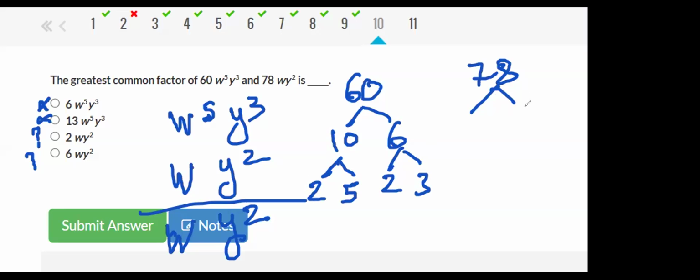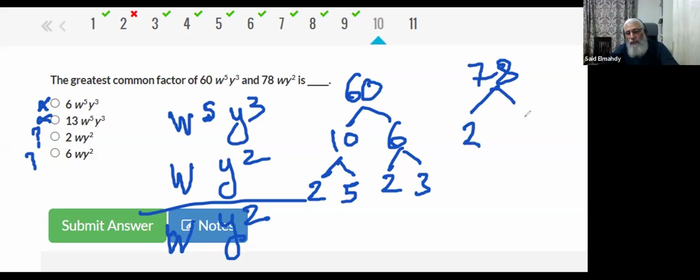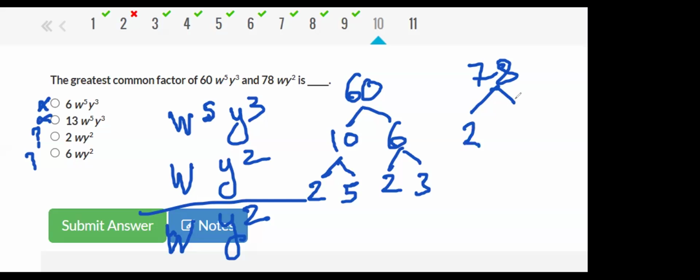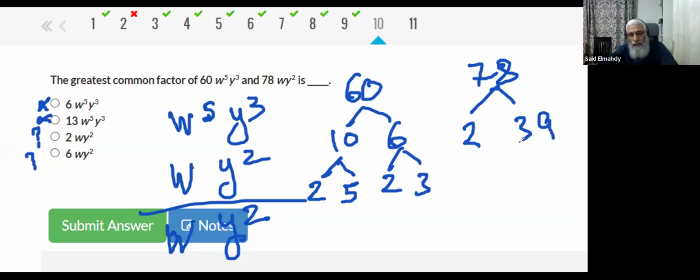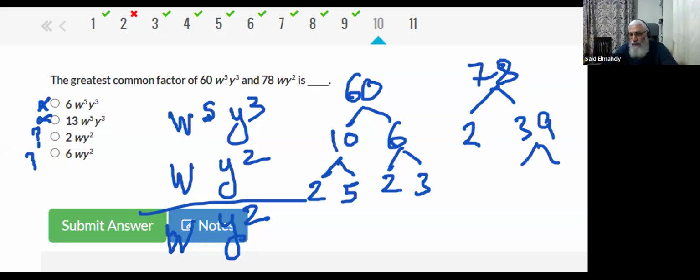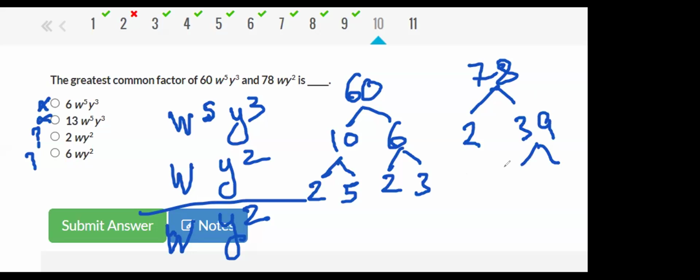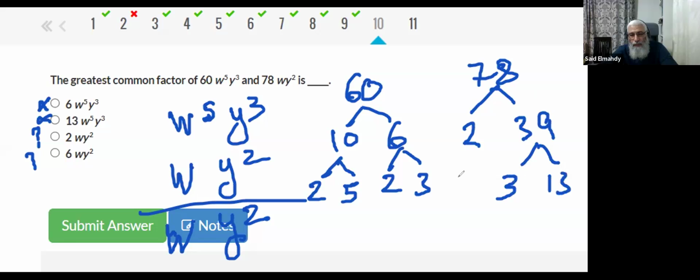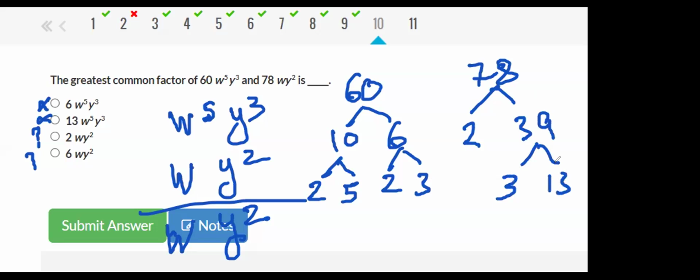78 divided by 2 is 39. And 39 can be factorized to what? 3 multiplied by 13. Yes, 3 multiplied by 13.